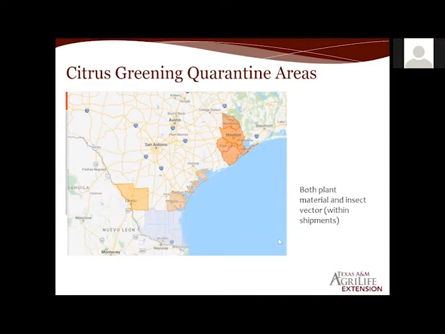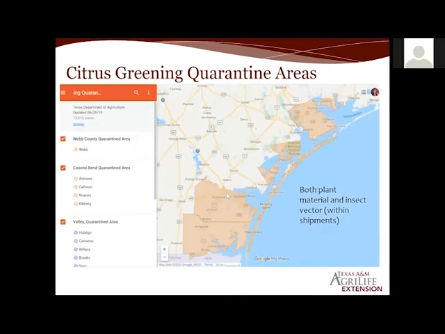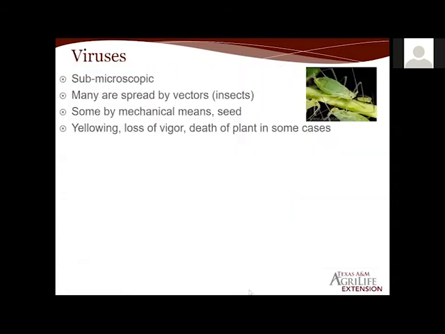Both plant material and the insect vector have been detected in shipments in these areas. Y'all are pretty much all in a quarantine area, so that's something to be aware of. And again, this is an outdated map. It's just a screenshot, so go check out the most up-to-date information.